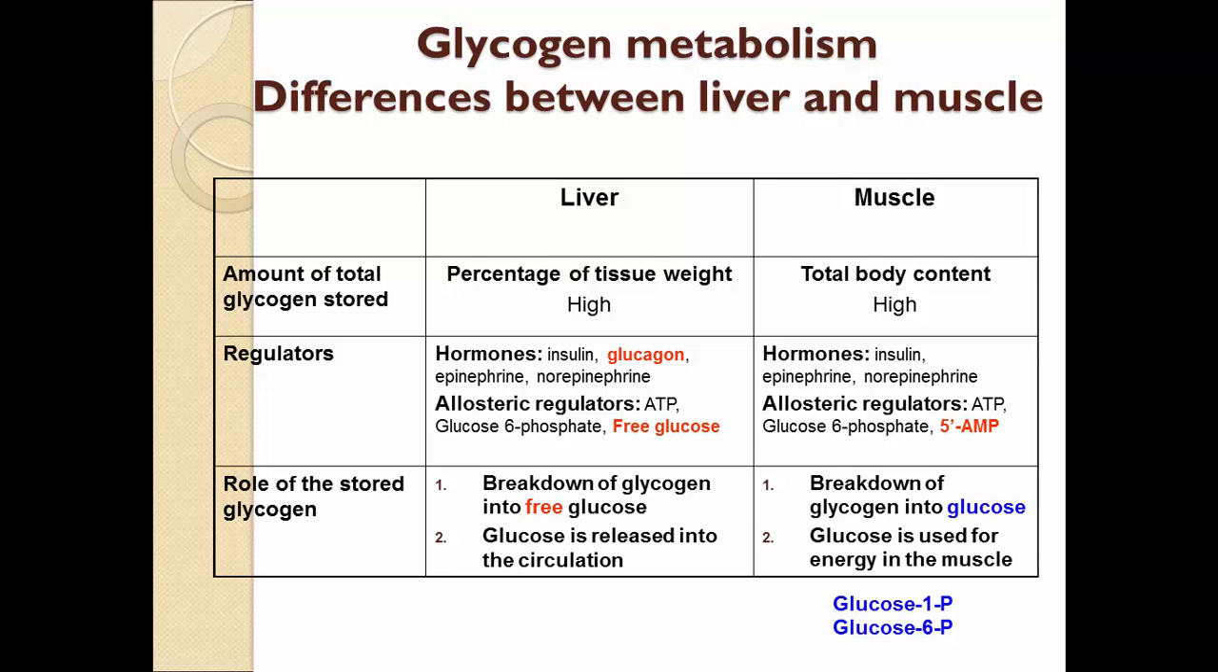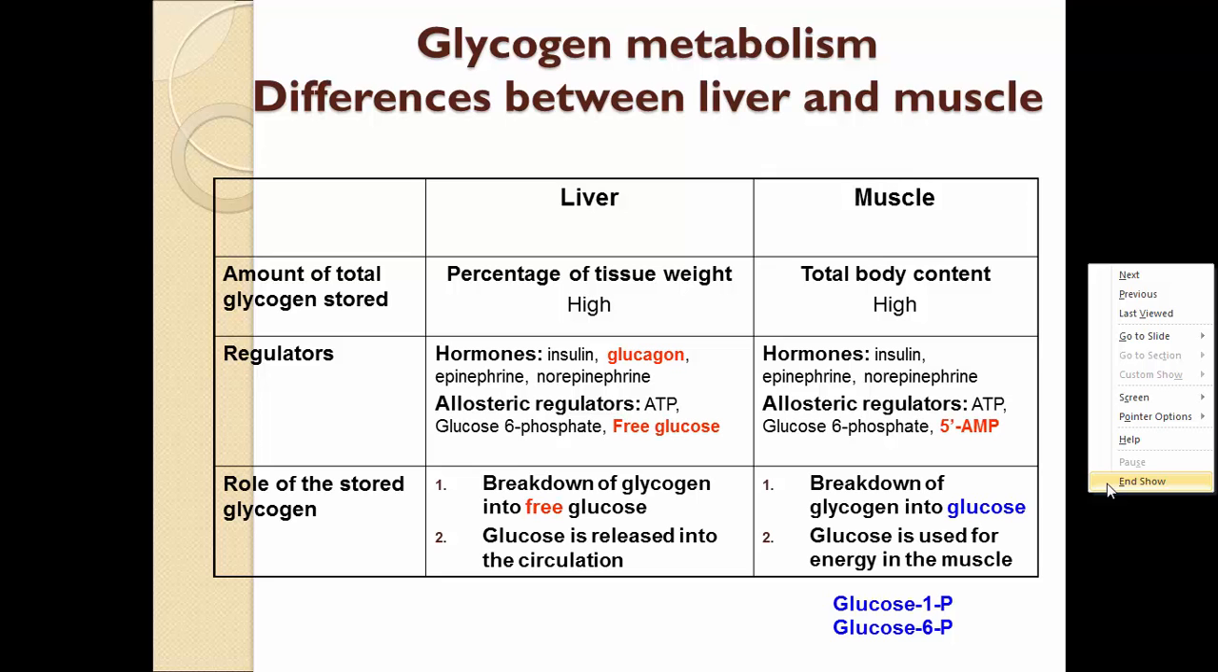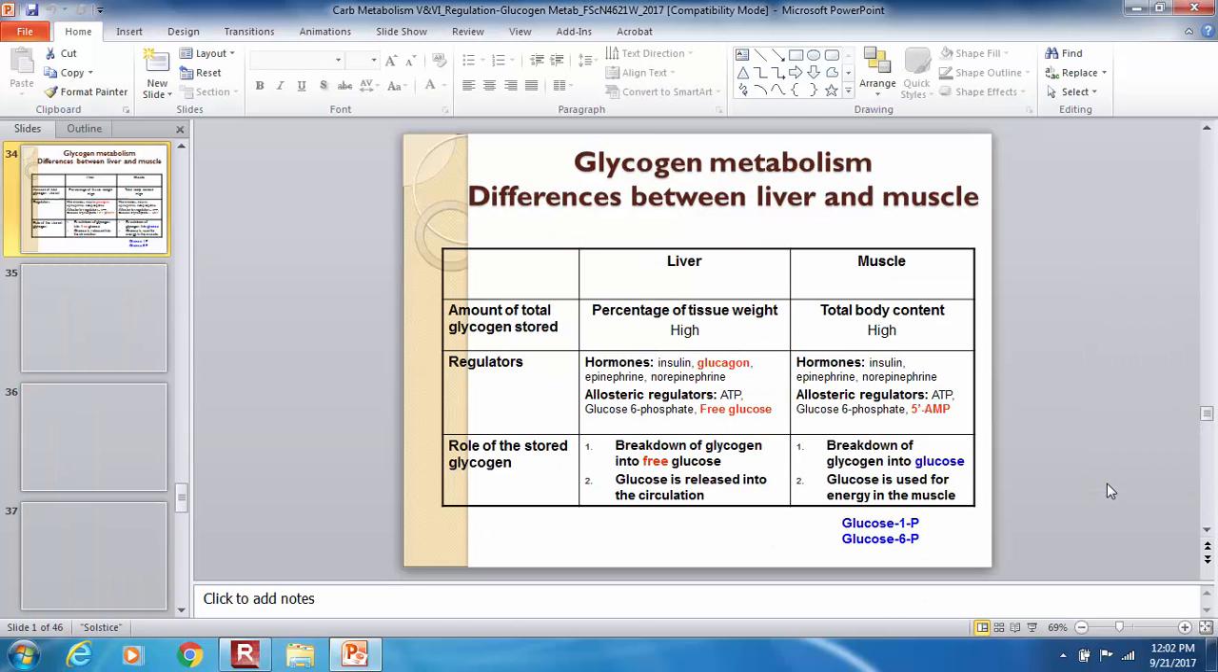And the last thing, the role of the stored glycogen: breakdown of glycogen from the liver is able to contribute glucose to the circulation, right? And in muscle, the glucose from breakdown is usually just utilized within the muscle, and will not be released. So try to remember this difference in glycogen metabolism between the two tissues. So I think that's all we have for carbohydrate metabolism.